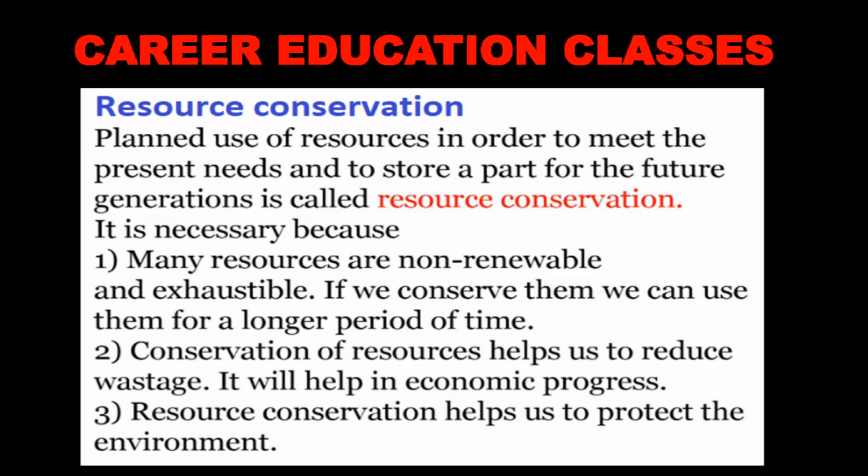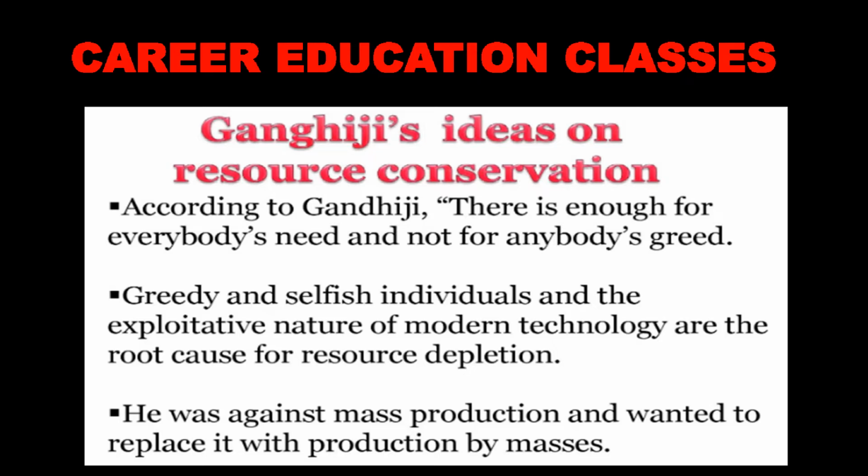Now we move to another topic, which is Gandhi's idea on resource conservation. He said it very nicely: there is enough for everybody's need and not for anybody's greed. He opposed mass production and wanted to replace it with production by the masses.